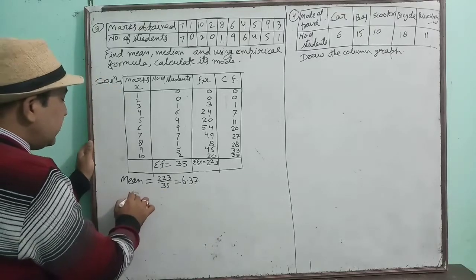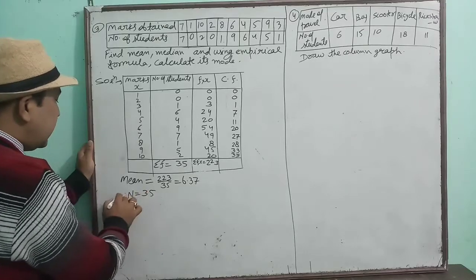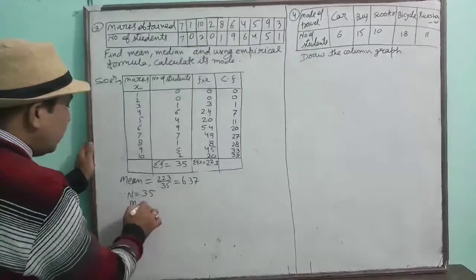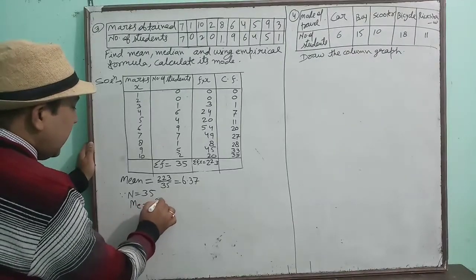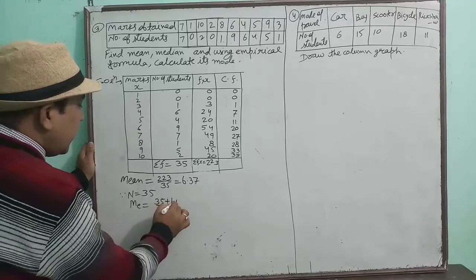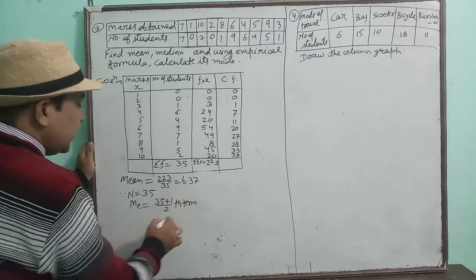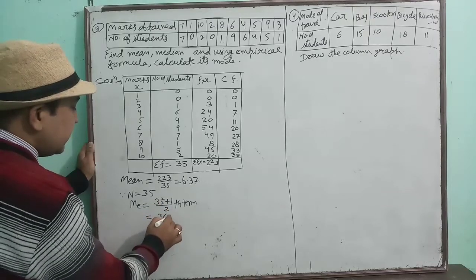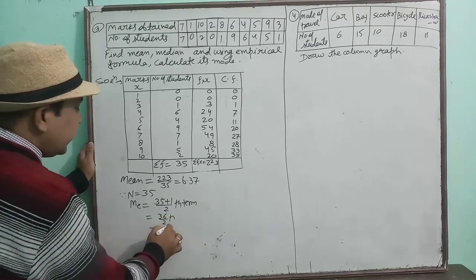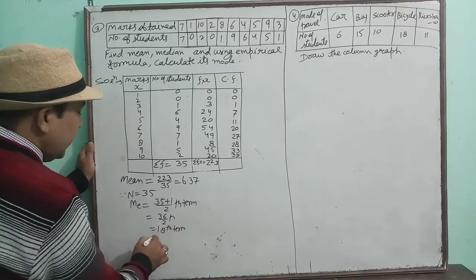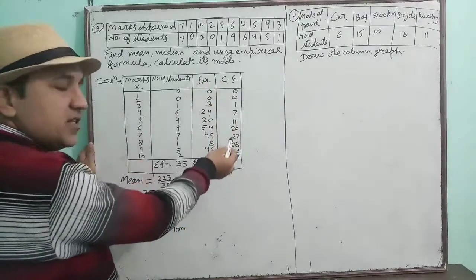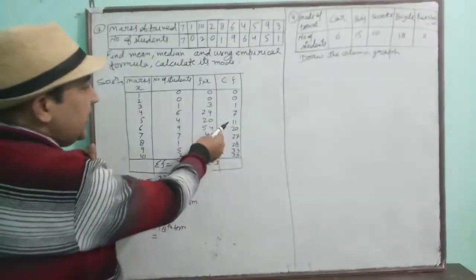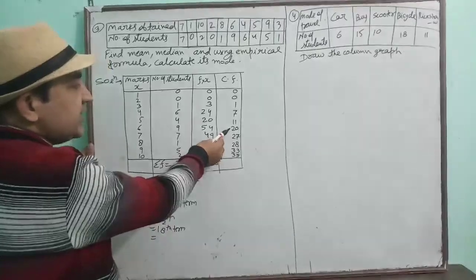Okay? Now what is the median? To find the median, you are watching that n is equal to 35. 35 is an odd number. Then what will be the median? (n plus 1) upon 2 term. This is the formula. 35 plus 1, 36 by 2, means the 18th term. In your cumulative frequency, you will see where the 18th term is coming. So see here, after 11, 20 is there.